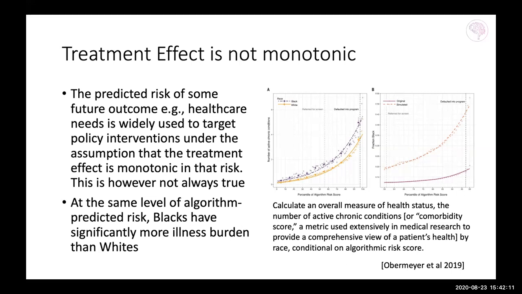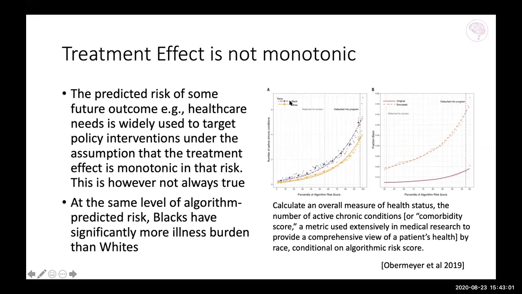So that could be a metric which can be used to define how ill you are, and that, as a quote unquote objective metric, can be used, all other things being equal, to compare people across groups. And in their audit of some of these models, what they observed was that at the same level of algorithmic risk, Black people actually have significantly more illness burden than whites. So that goes to show that the standard assumption that we usually make in these classification models does not hold.